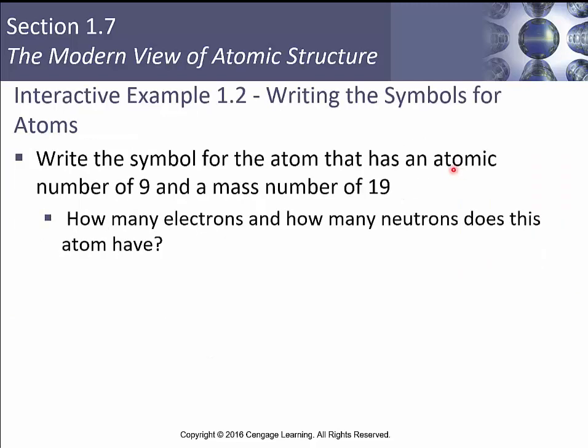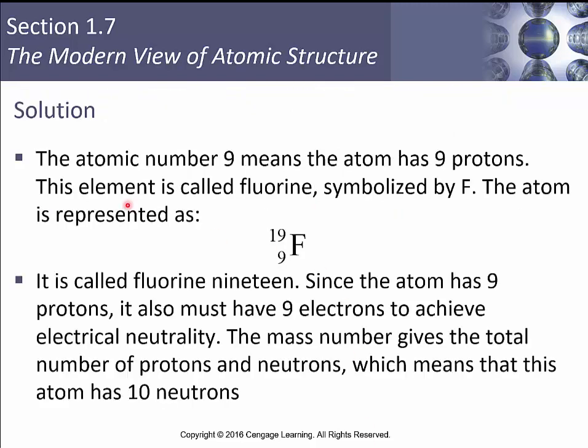Right? So let's do one. Write the symbol for the atom that has the atomic number of 9 and a mass number of 19. How many electrons and how many neutrons does this have? The atomic number 9 means the atom has 9 protons. This element is fluorine, symbolized by F, not Fl.